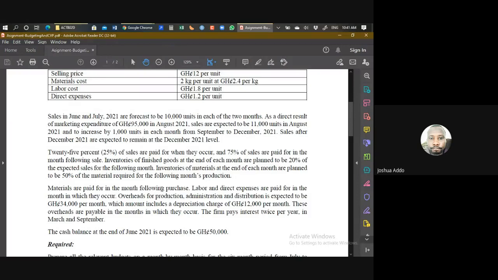As a direct result of marketing expenditure of 95,000 in August 2021, sales are expected to be 11,000 units in that month, August, and to increase by 1,000 units in each month from September to December 2021. Sales after December 2021 are expected to remain at the December 2021 level.